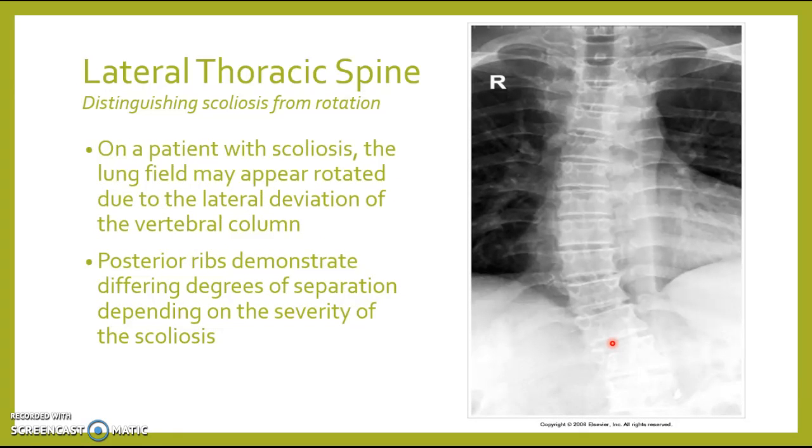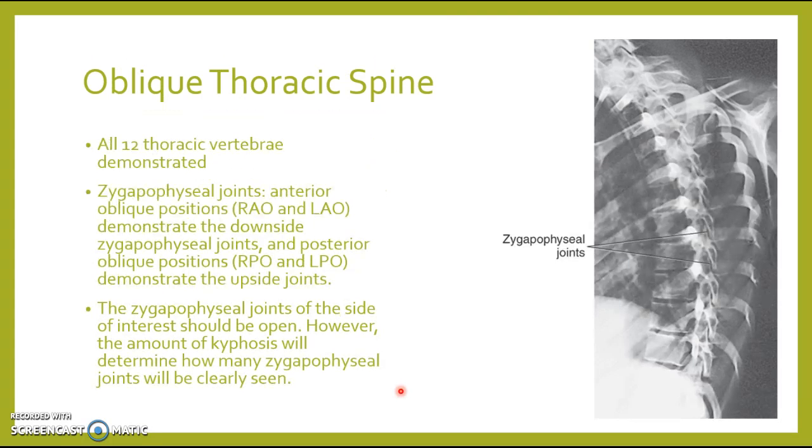Scoliosis versus rotation: on a patient with scoliosis, the lung field may appear rotated due to the lateral deviation of the vertebral column. The posterior ribs demonstrate differing degrees of separation depending on the severity of the scoliosis. So note the difference between a rotation and the patient's pathology.